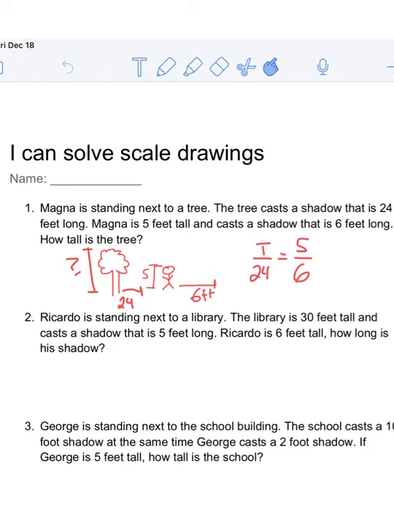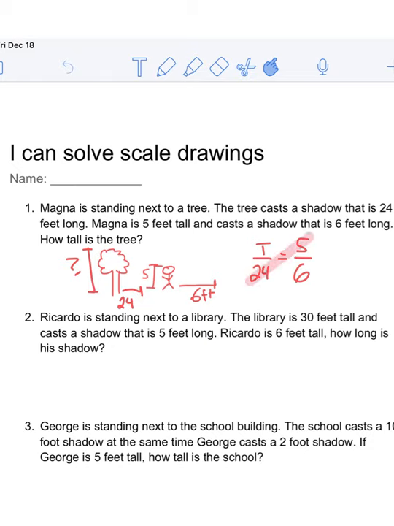And now you can solve this a couple ways. If you watched the 8.1 notes video, you can set up a table and count until you get there. You can use unit rates, so do 5 divided by 6 and then multiply by 24 to get T. Or you can cross multiply, which is what I'm going to do.